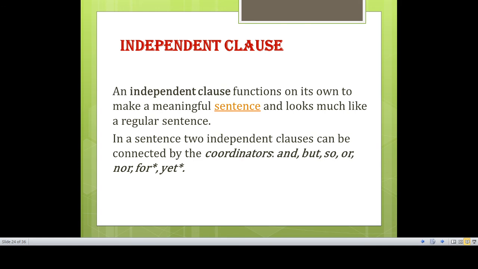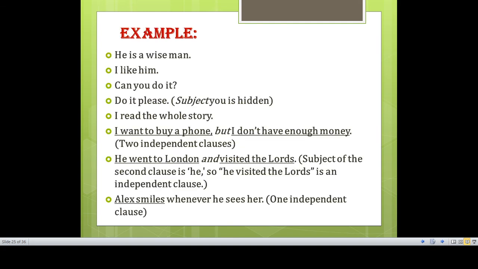Okay, you have more definitions here. And yes, an independent clause looks more or less like a regular sentence, a complete sentence. Sometimes two independent clauses can be connected by coordinators. Who are the coordinators? And, but, so, or, nor, for, yet. All these are conjunctions, the coordinating conjunctions. All right. Examples, you can see examples here for independent clause or main clause where it can stand on its own.